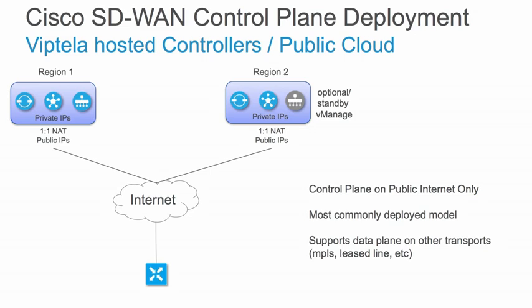This model also supports data plane connectivity between the vEdges on other transports including MPLS, leased line, Metro Ethernet, and others. This means we can establish IPsec tunnels on other transports even when we have control plane on just the public internet. Customers like the simplicity as VM management of the controllers is done by Viptela, and the customer simply has to be concerned about overlay network operations.